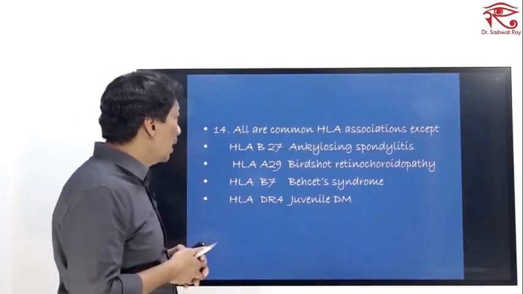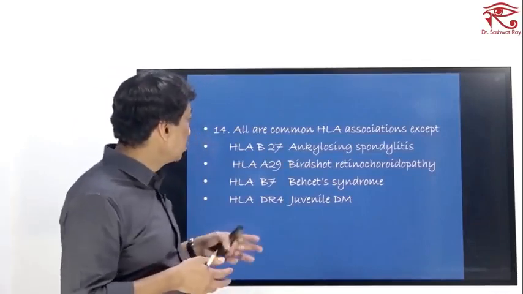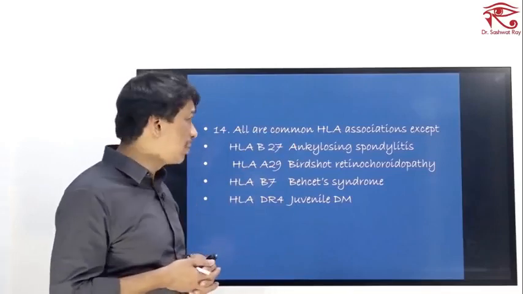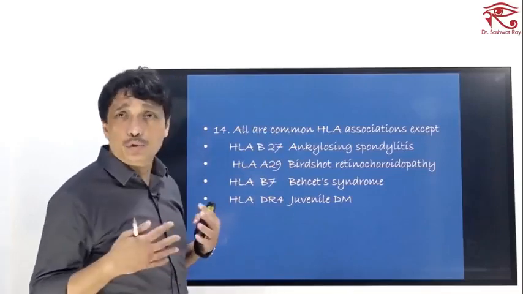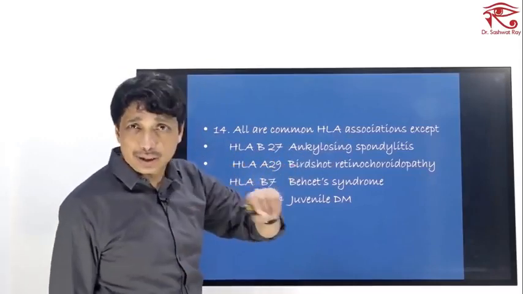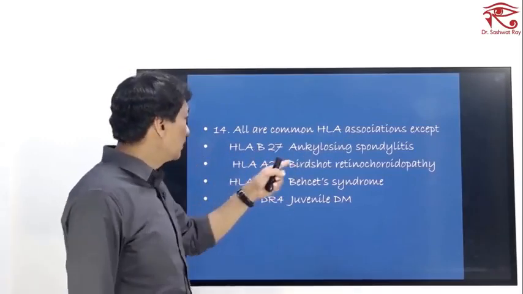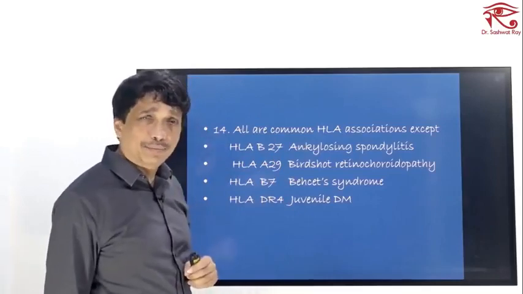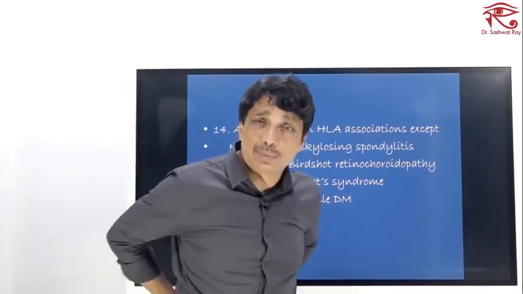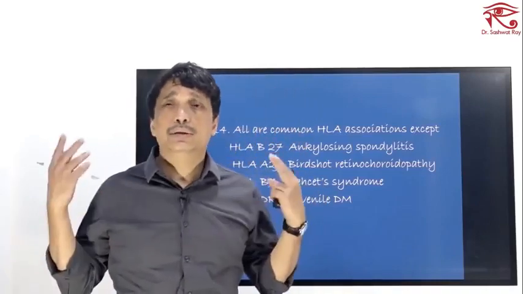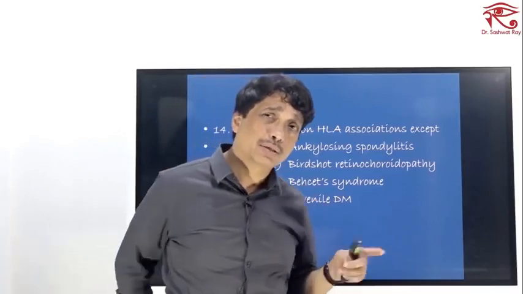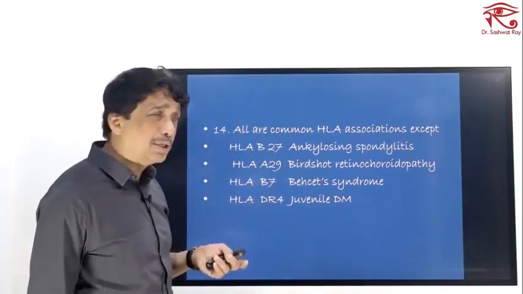Number 14 is again a difficult question. All are common HLA associations except, okay, that's not so easy to memorize, but let's see what we can do out of this. Choice A is HLA-B27 with ankylosing spondylitis. Yes, absolutely correct. We all know that. HLA-B27 ankylosing spondylitis is very, very common. Remember, a tall young man with low back pain typically comes to us. These are young males with low back pain, with red painful eyes. They have ankylosing spondylitis and they develop anterior uveitis.